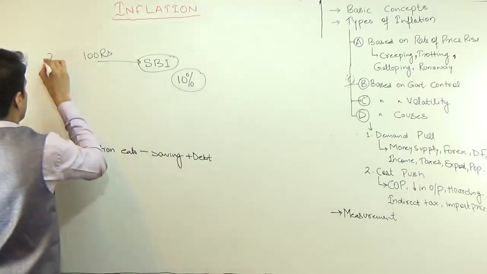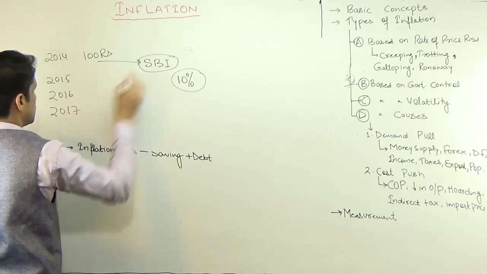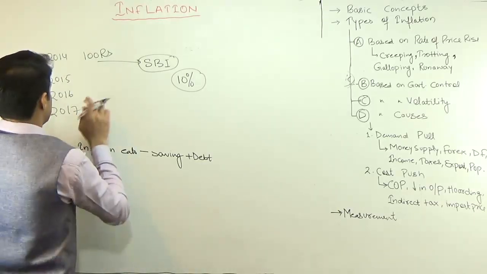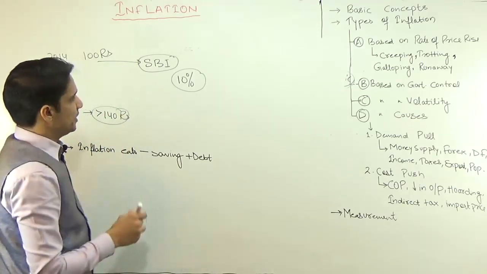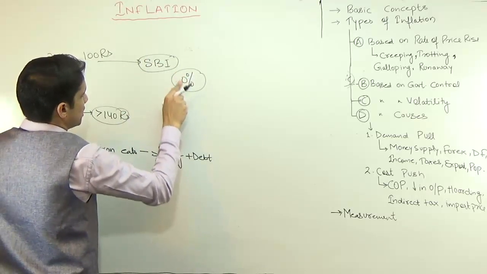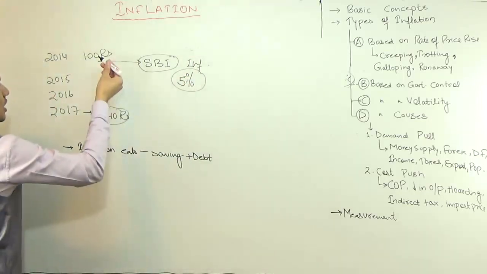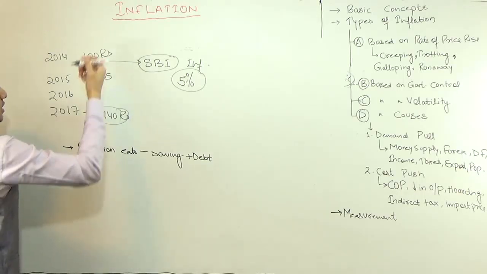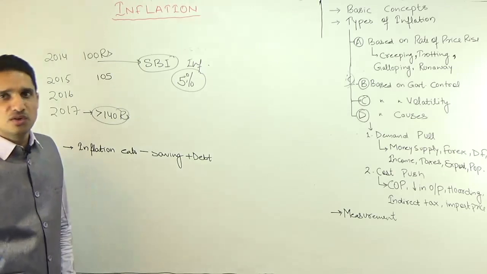Suppose you gave in 2014, so in 2015, 2016 and 2017, you are supposed to get this 100 rupees at 10% interest rate annually. So in 2017, ideally you should get more than 140 rupees. But suppose there is an inflation of 5% annually. It means 100 rupees in 2015 will become 105. The purchasing power of 105 in 2015 is the same as 100 rupees in 2014.